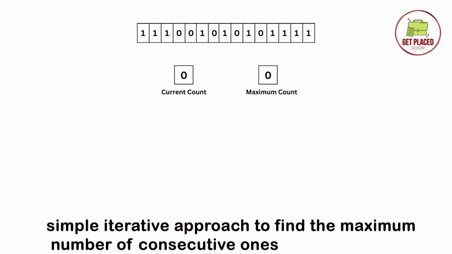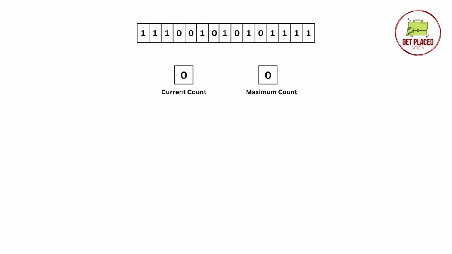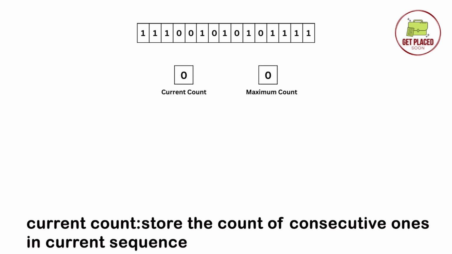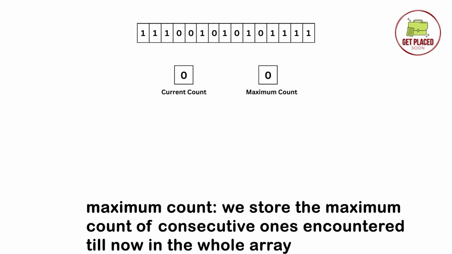Our idea is to use a simple iterative approach to find the maximum number of consecutive ones. Here in the slide you can see we are using this binary array. Now it initializes two variables. One is current count and the second is maximum count. In the current count, we store the count of consecutive ones in the current sequence. In the maximum count, we store the maximum count of consecutive ones encountered till now in the whole array.